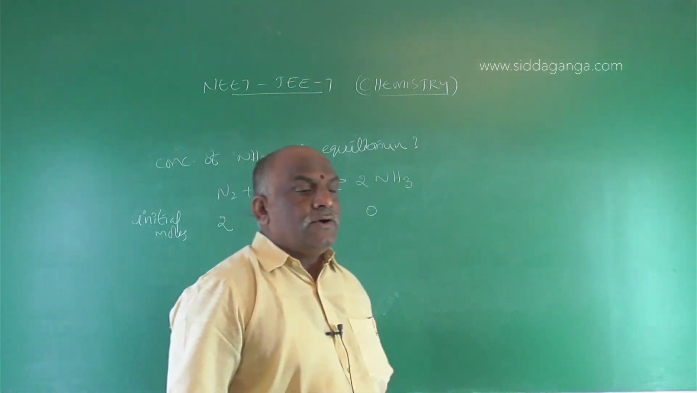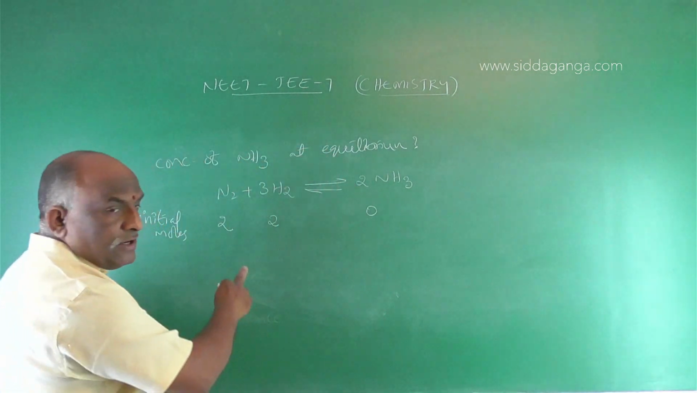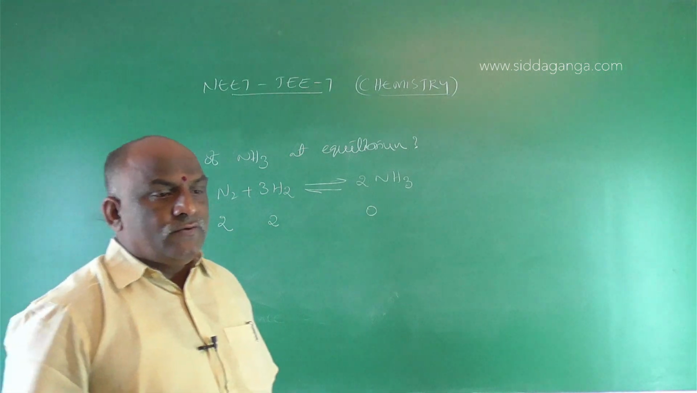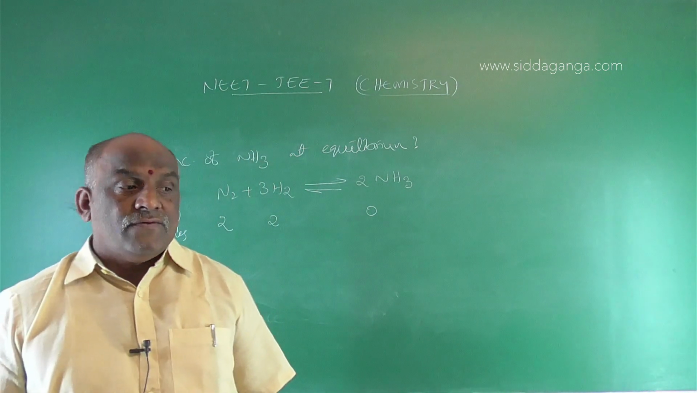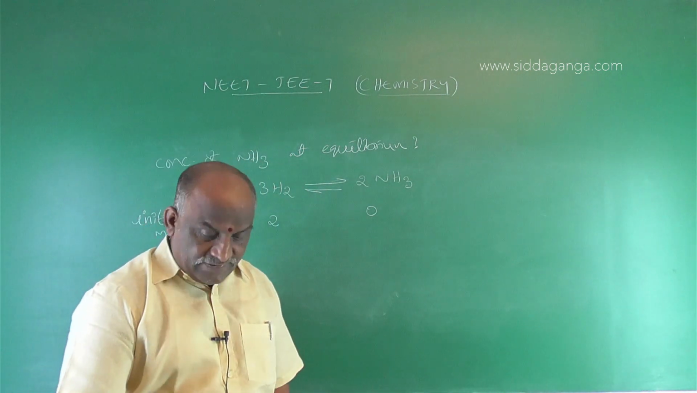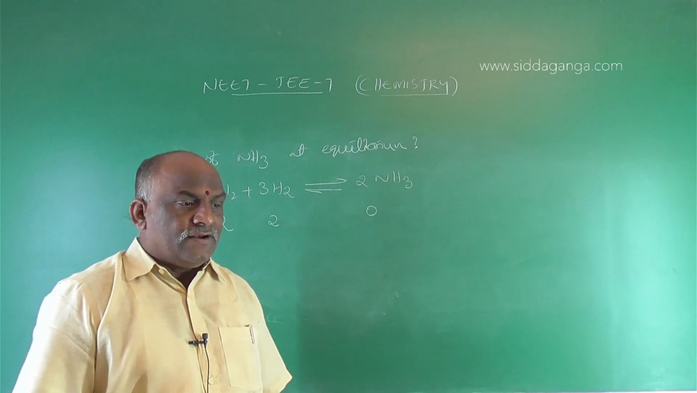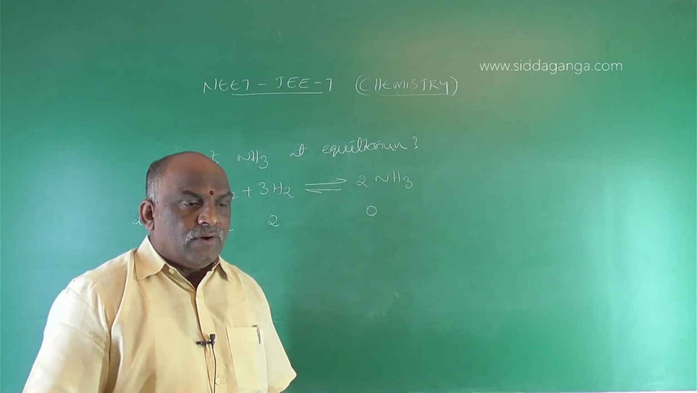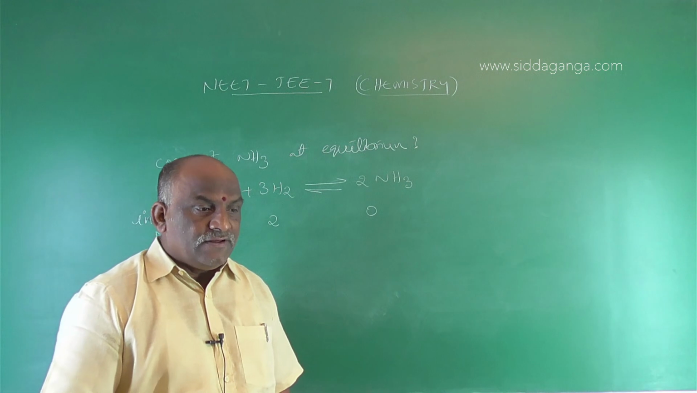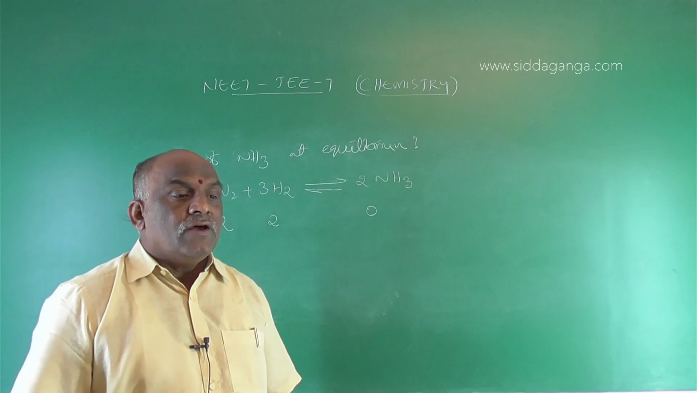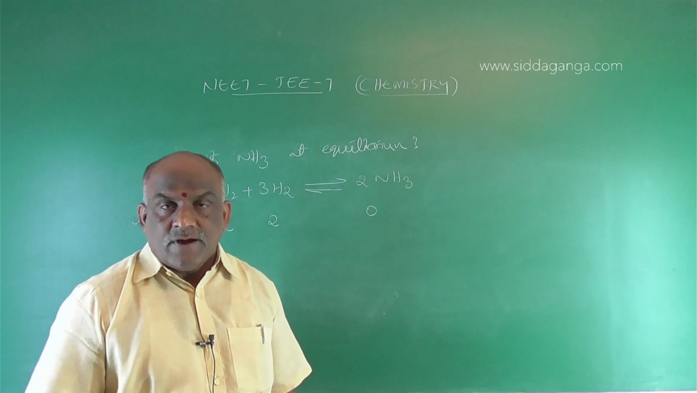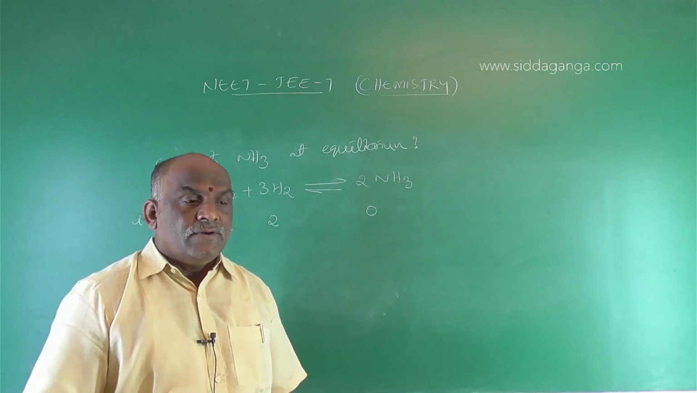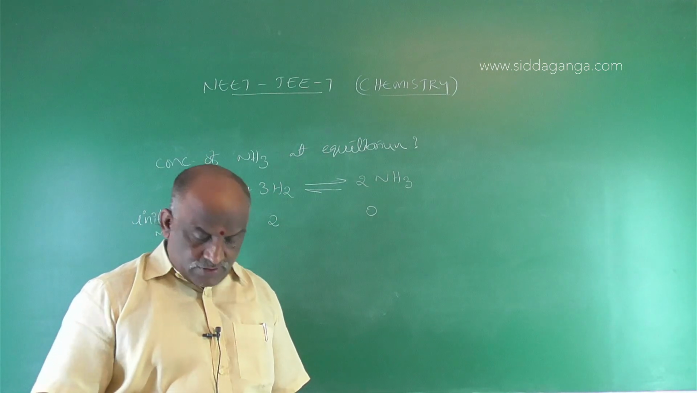Because 2 moles N2 and 2 moles H2 are taken into a closed vessel of 5 liter capacity, and suitable conditions are provided for the reaction. When the equilibrium is reached, it is found that half a mole of N2 is used up. Then what is the concentration of ammonia?